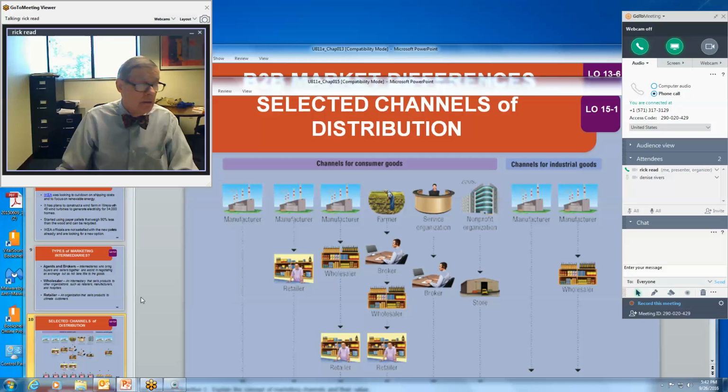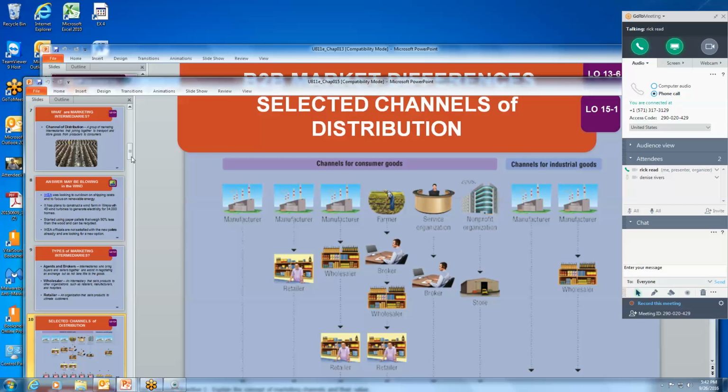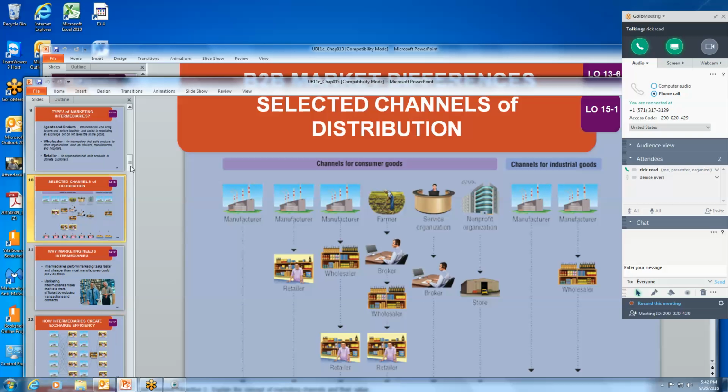This particular slide is very busy, and it gives you an idea of channels of consumer goods and channels for industrial goods. We're not going to pay a lot of attention to that slide, although you can see it in figure 15.1 in the text, which brings all the different intermediaries in.